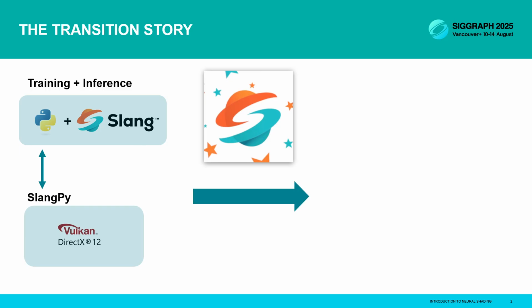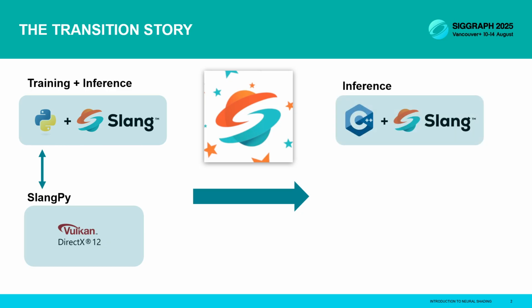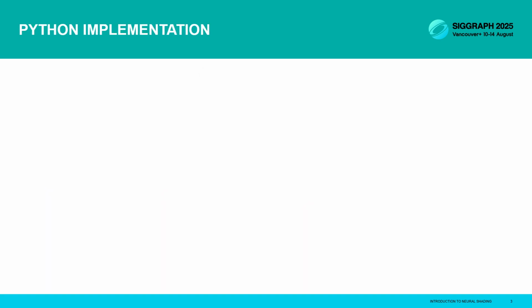Now we would like to make a transition and replace the Python implementation with C++. We keep the same Slang shader code. And of course, we will be using a direct interface between C++ and graphics APIs. Let's take a look at our current Python implementation.